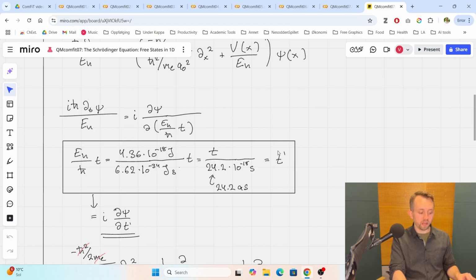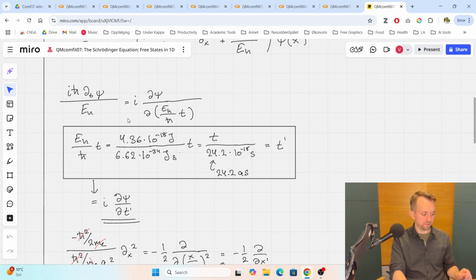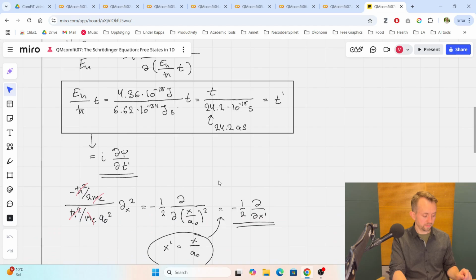And so if I define a dimensionless parameter t prime as the time expressed in those units, then I see that the left-hand side just reduces to i d psi dt prime. So by dividing by EH and then redefining the time, I have made the left-hand side dimensionless.